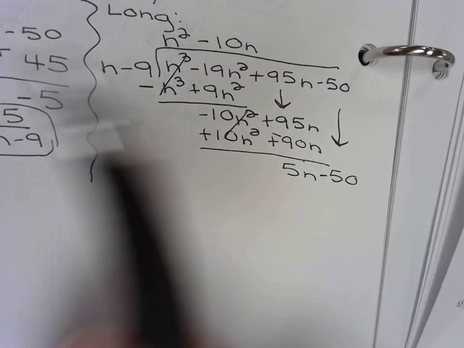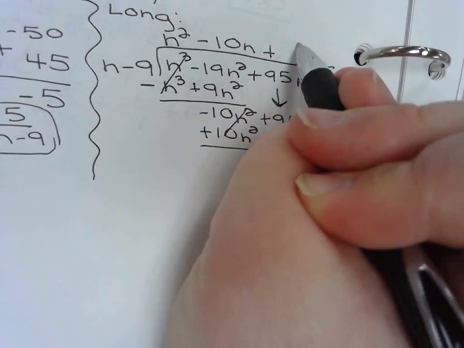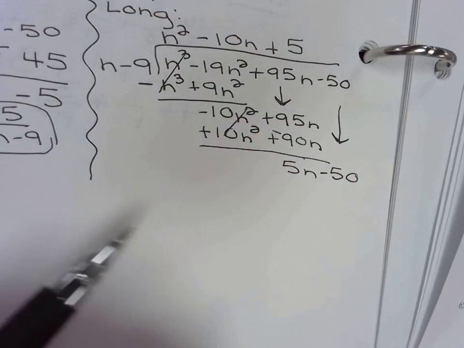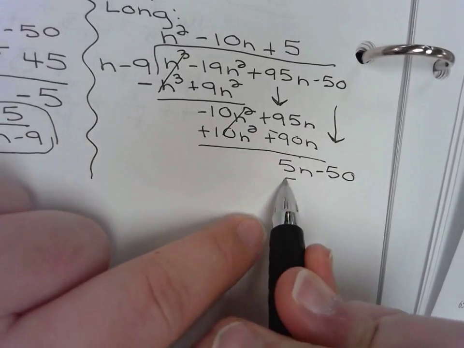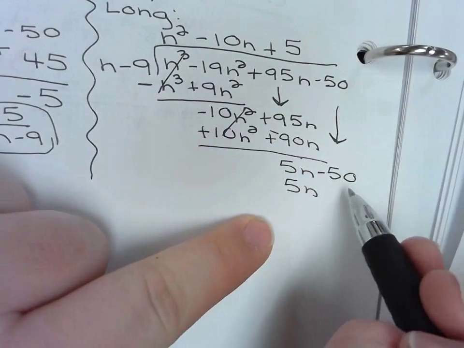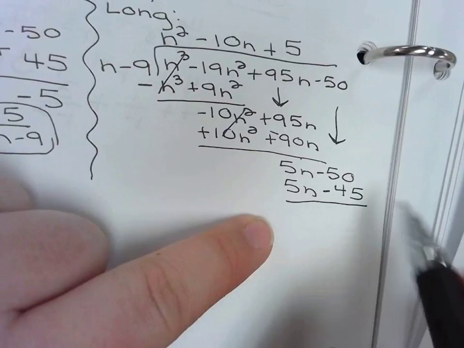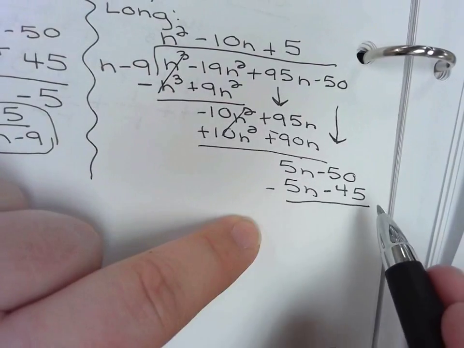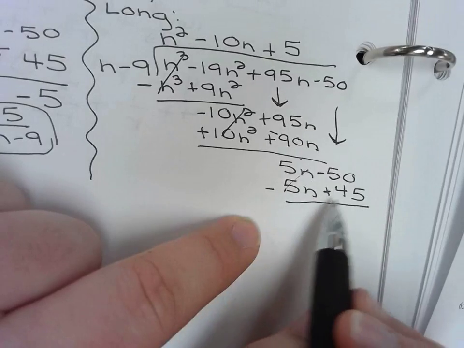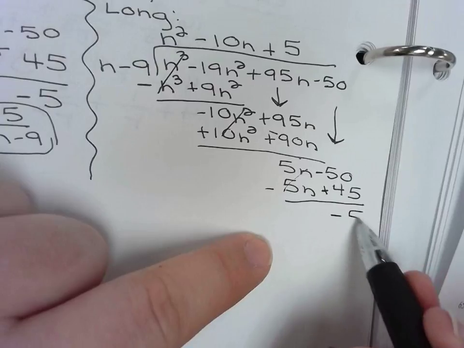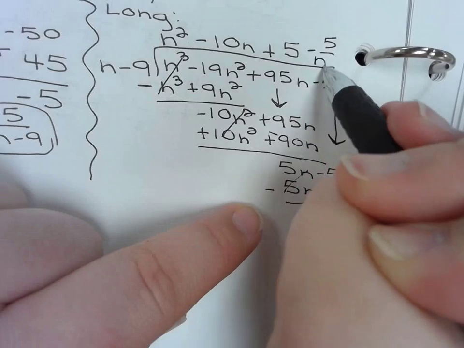And then ask yourself, okay, what times n gives you 5n? 5, so plus 5. And then multiply 5 times n, and 5 times negative 9, negative 45. Subtract. Change the sign. 5n minus 5n is gone. Negative 50 plus 45, negative 5. So that's your remainder. So negative 5 over n minus 9.